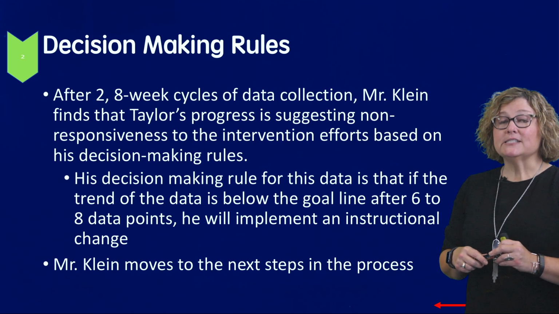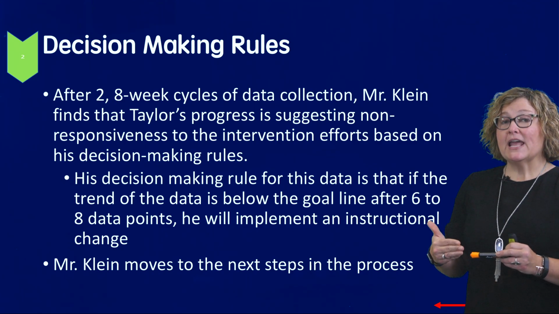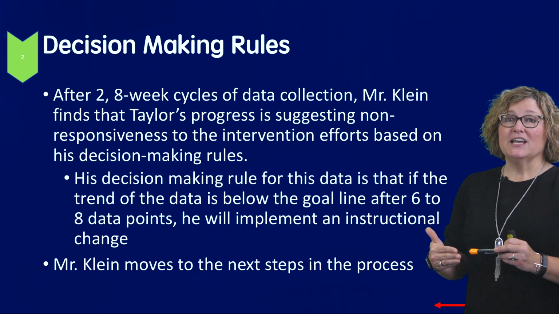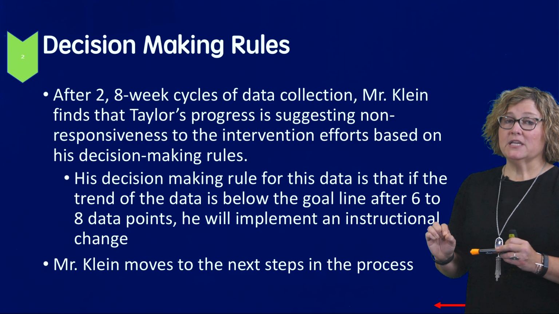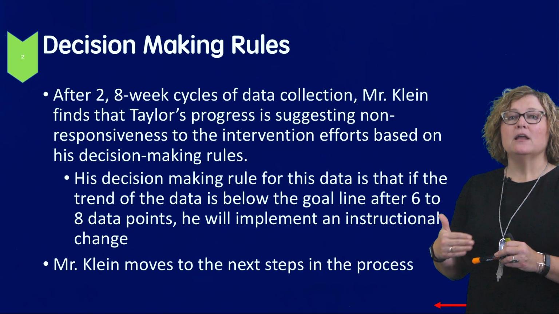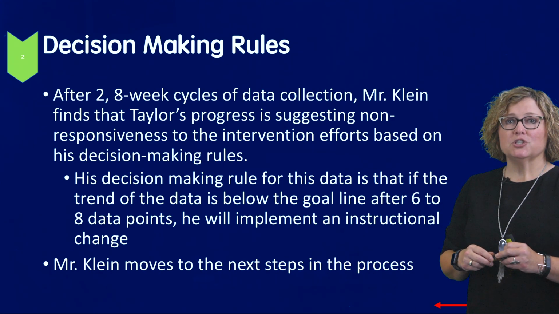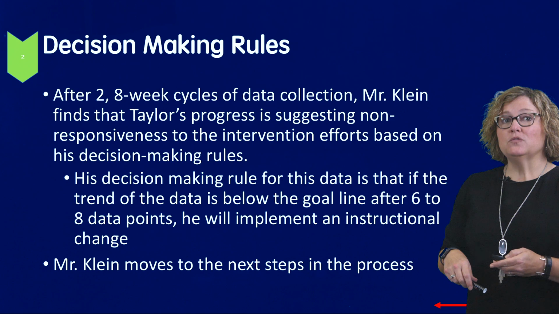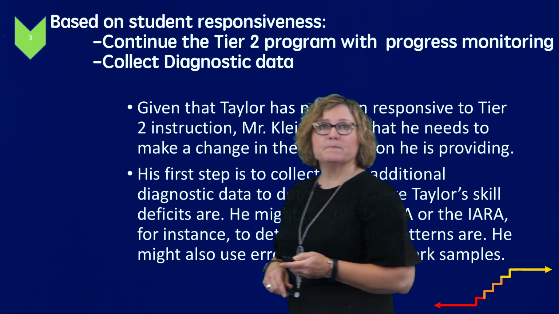In our process in STAIR, we might be looking at and making changes in the data just slightly more frequently. So we might have a minimum of 4 data points that we're looking at before we go in and make a change. After this, Mr. Klein moves to the next steps in the process.